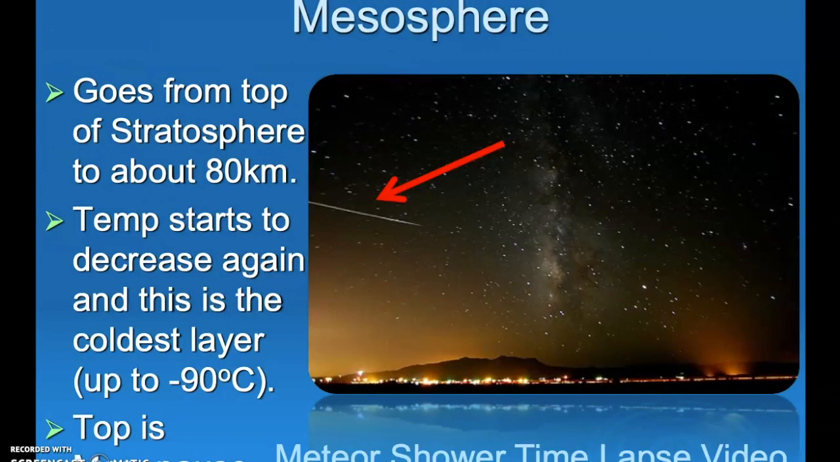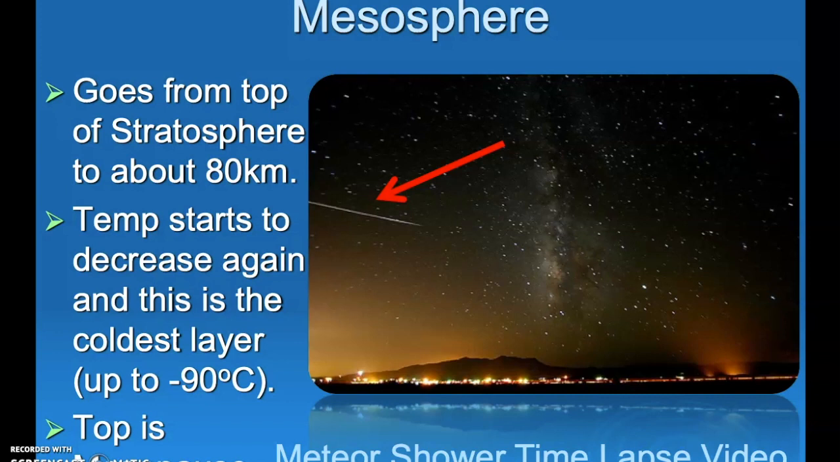The next layer above the stratosphere is the mesosphere. And so that goes from the top of the stratosphere to about 80 kilometers upward. And in the mesosphere, the temperature starts to decrease again. And this is actually the coldest layer, which is about negative 90 degrees Celsius. And the mesosphere is the layer where we see meteor showers.